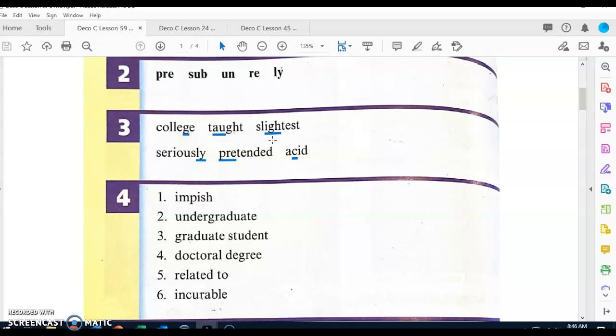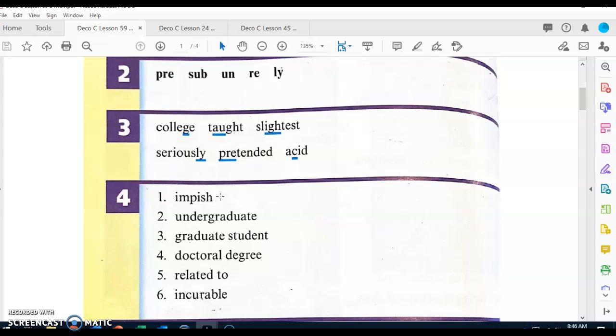Next word. What's the underlined part? I. What word? Slightest. Next word. What's the underlined part? Lee. What word? Seriously. Next word. What's the underlined part? Pre. What word? Pretended. Next word. What's the underlined part? What word? Acid.